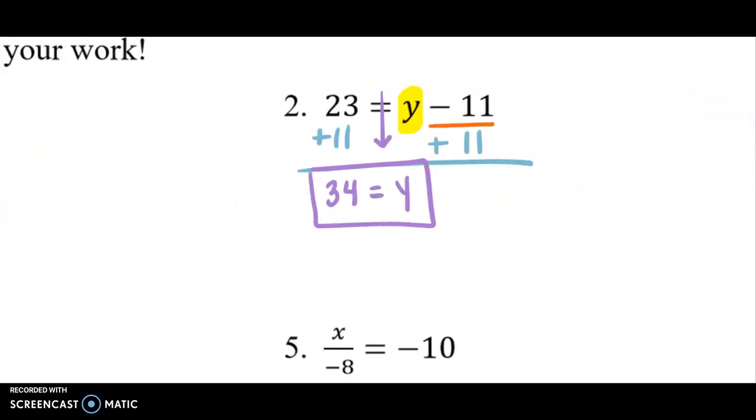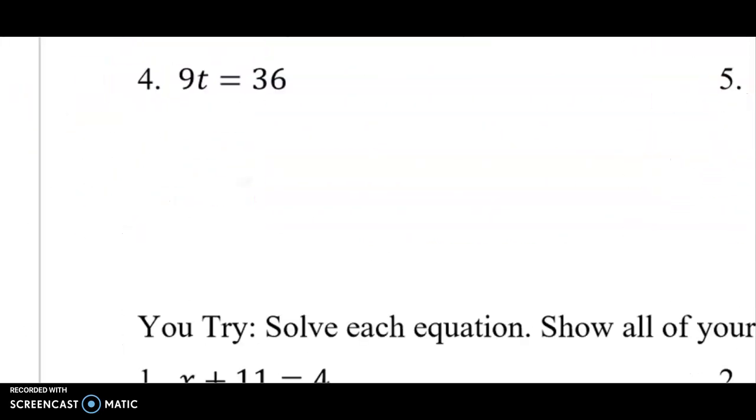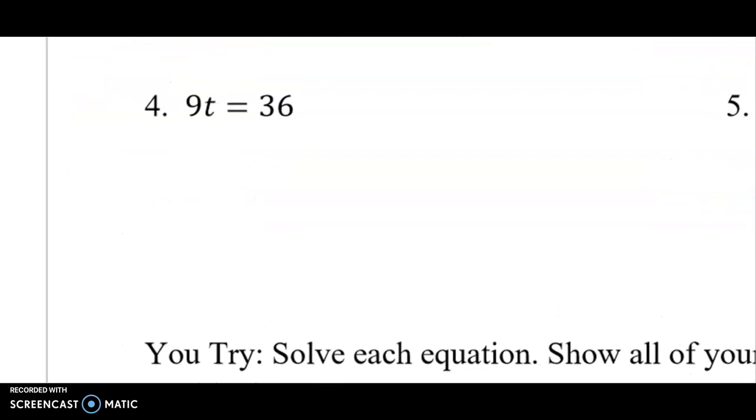So let's move on to number 4. Over here, number 4, I have 9 times t is equal to 36. I want to get the variable by itself. Remember, whenever we have a number and a variable next to each other, that is multiplication in between. So in order to undo multiplication, I would divide. So I will divide both sides by 9, because whatever I do to one side, I must do to the other. The 9s will cancel, and I would be left with t.